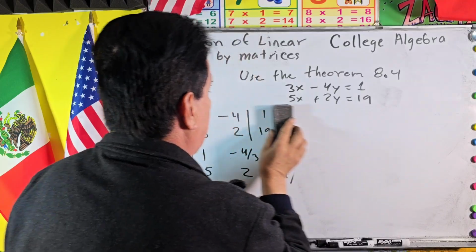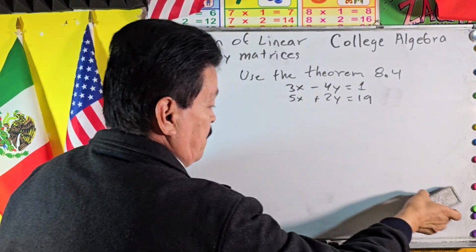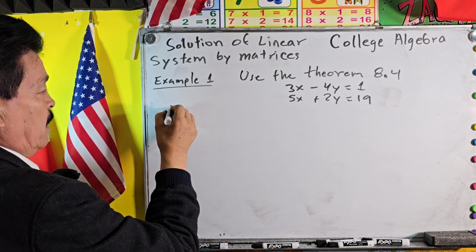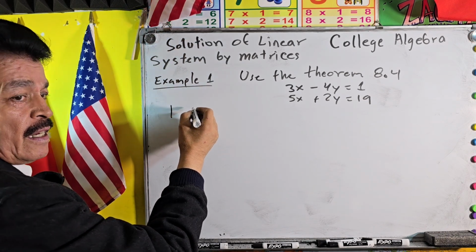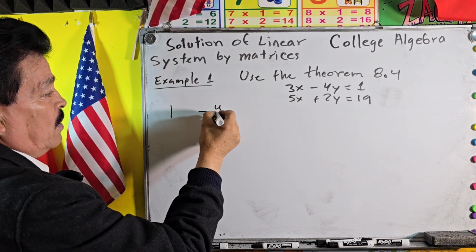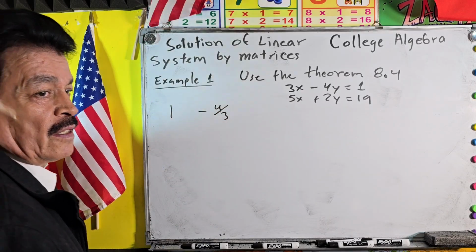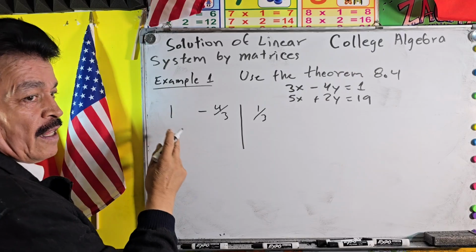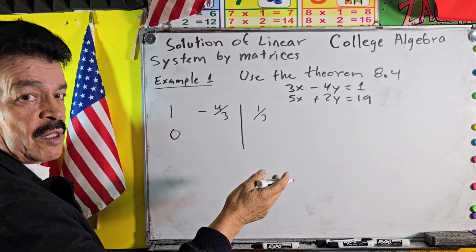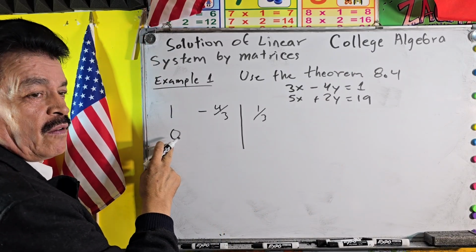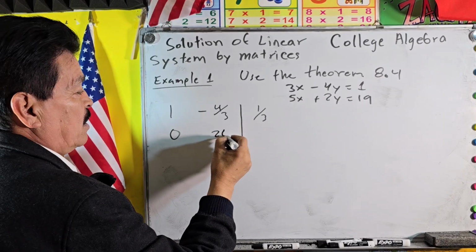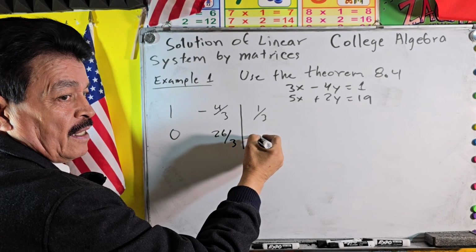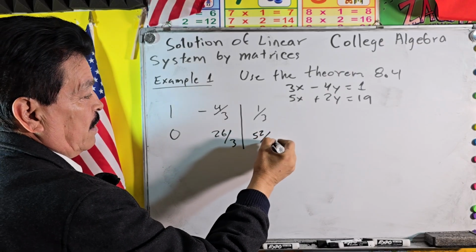The next step is going to be: we are going to have 1, and then here -4 thirds, 1/3, and then 0. Remember, multiply to get 0 right here by -5, 26, 3. Then here 52, 3. Right.